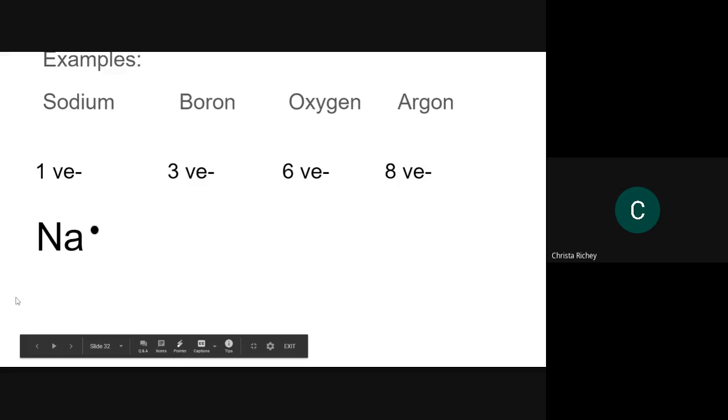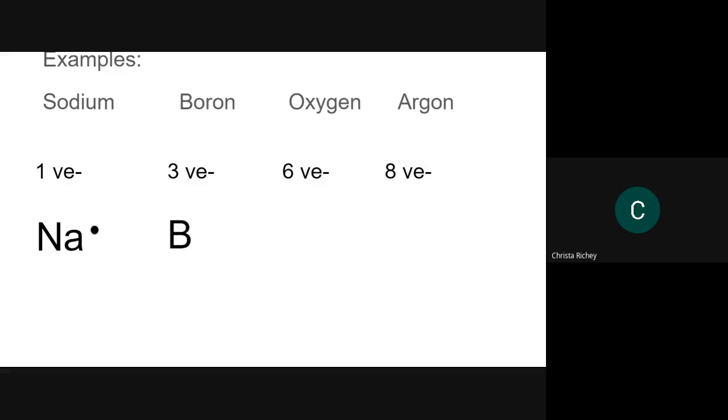Boron, the capital B, how many dots is it going to have? 3. And we're going to do right, left, top. It's right, left, top, bottom, and then we go from top in a clockwise pattern across it. Oxygen has 6. So we're going to do right, left, top, bottom, top. I did not animate this one. Top then right.